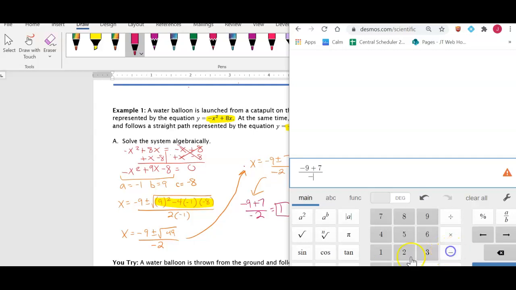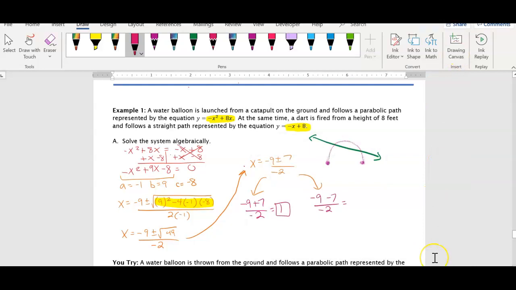Just don't forget about the negative 2 on the bottom. So it does equal 1. And then negative 9 minus 7 equals negative 16. Negative 16 divided by negative 2 is positive 8.